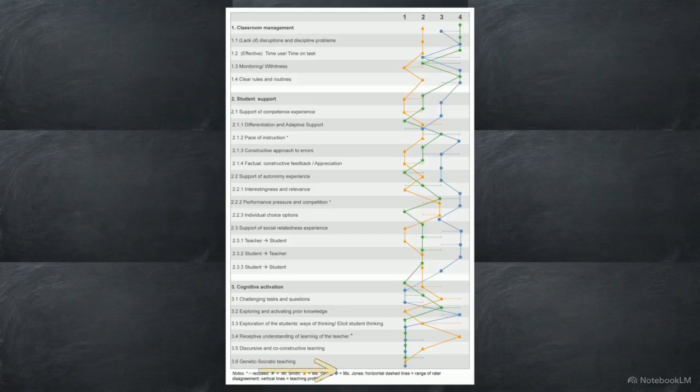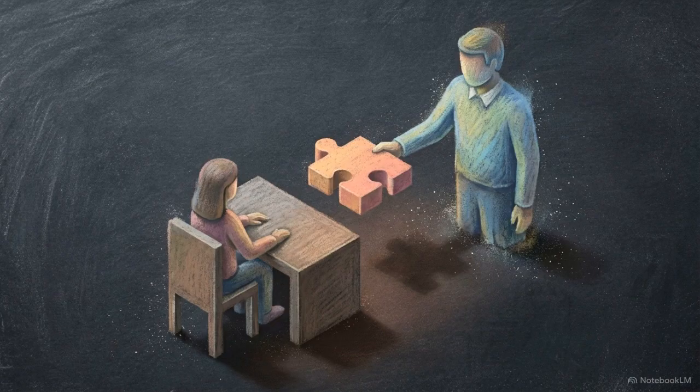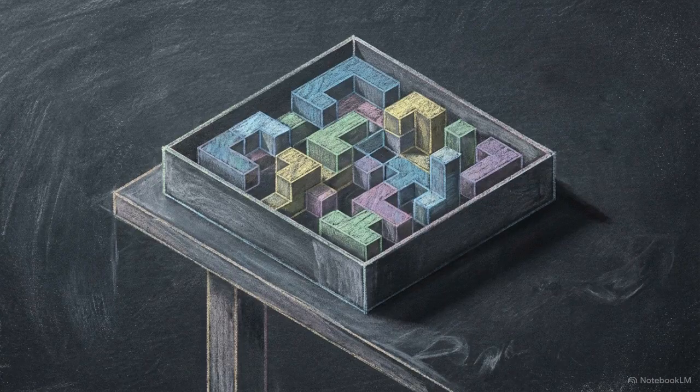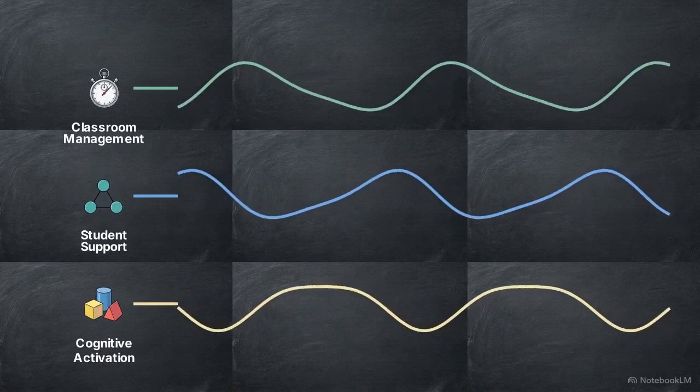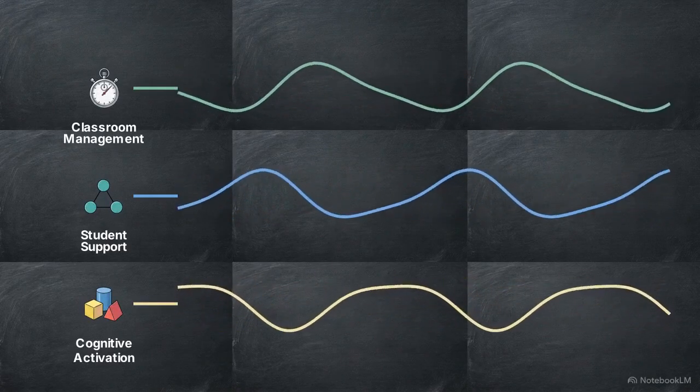Switch focus to the blue line mapping Miss Jones. She achieves exceptionally high scores in the middle of the matrix regarding competent support and social relatedness. Yet, despite that warm environment, her trajectory also collapses in the third section. Miss Jones offers benevolent feedback, but she breaks tasks down so simply that she removes the productive struggle necessary for constructivist learning.